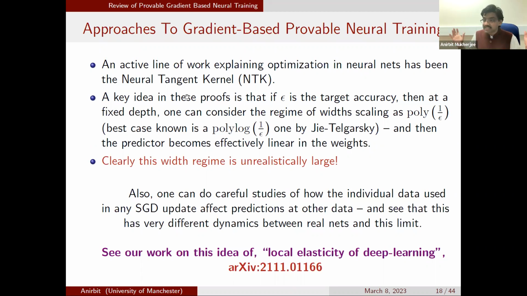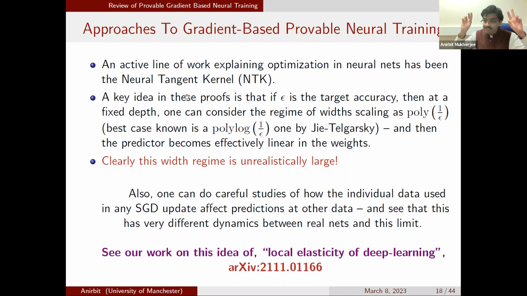So there is a complete disconnect in terms of just parameter regimes between NTK proofs and real world deep learning. But there's something more subtle about NTK which is mismatched with the real world. This can be revealed by doing careful studies of how individual data used in an SGD update affects the predictions at other data.